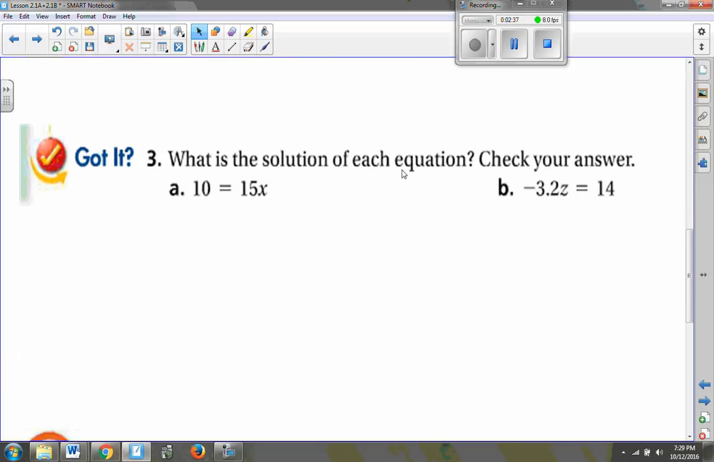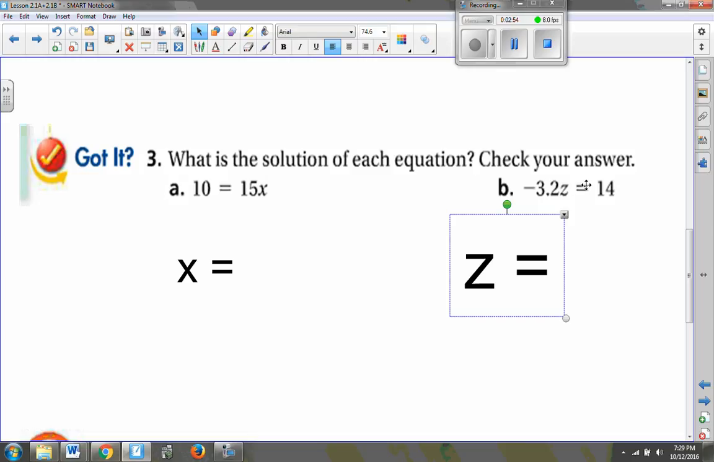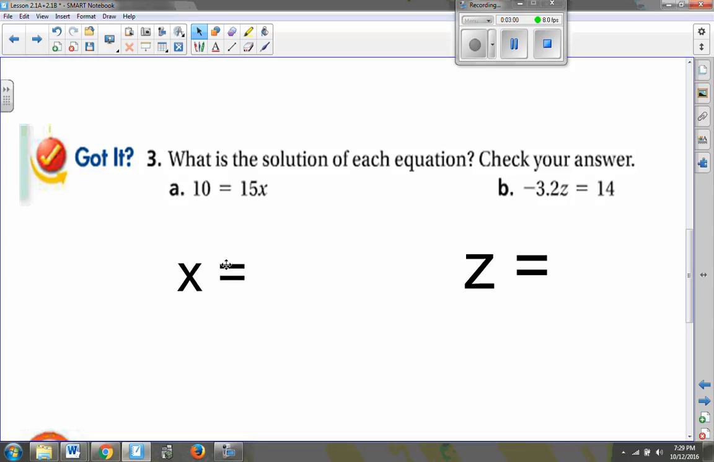Here's a couple I would like you to look at. Find for me the solution to each of these equations. Both of these answers can be written as a decimal. But here in letter A, you should end up with x equals some number. And here in letter B, you should end up with z equals some number. Okay? So pause the video, take a look at these two, figure out what you have to divide by, what is currently being multiplied onto your variable. Divide by that and get the variable all by itself.